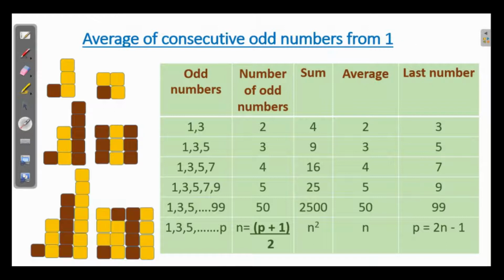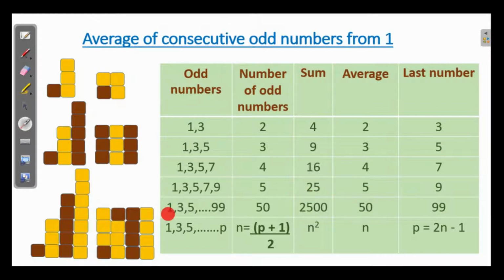The number of odd numbers is the average. Here 1, 3, 5, 7, 9. 5 numbers are there. 5 is the average. Square of 5 is the sum.